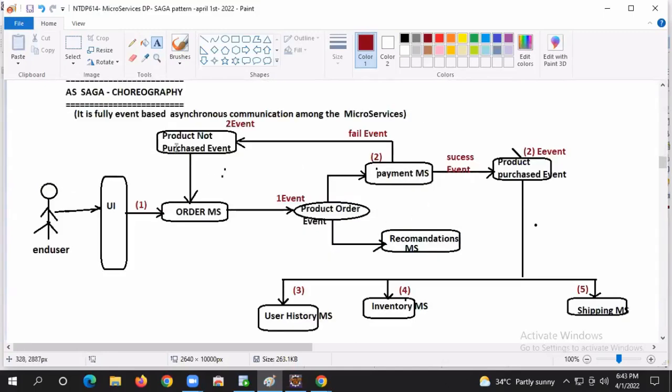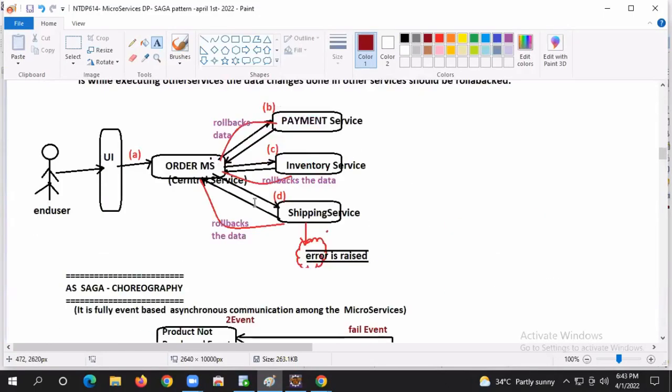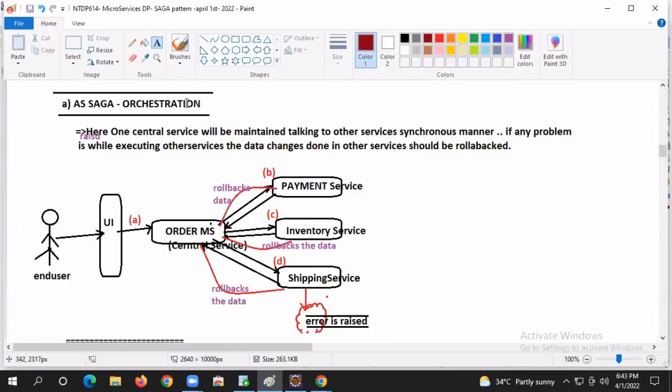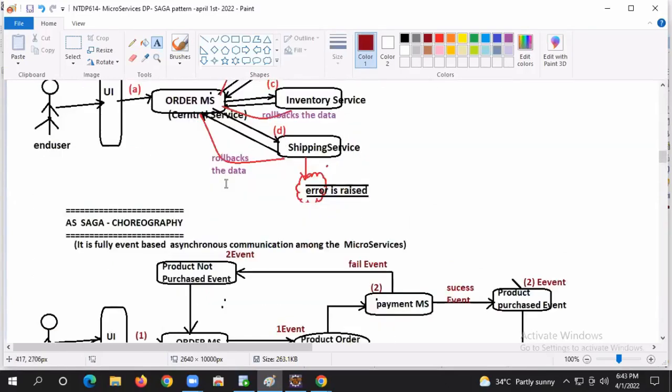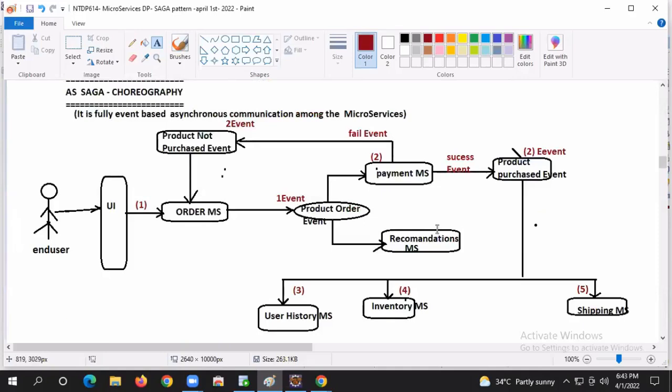Okay, I think you understood what is the choreography model of implementation and what is the orchestration model of implementation, guys. I hope you understand the basic idea. The concept is registered in your brain. Here rollback is happening because of the central service. Here rollback, everything is happening because of what? Events. Everything is event driven, guys. Are you understanding my statement?